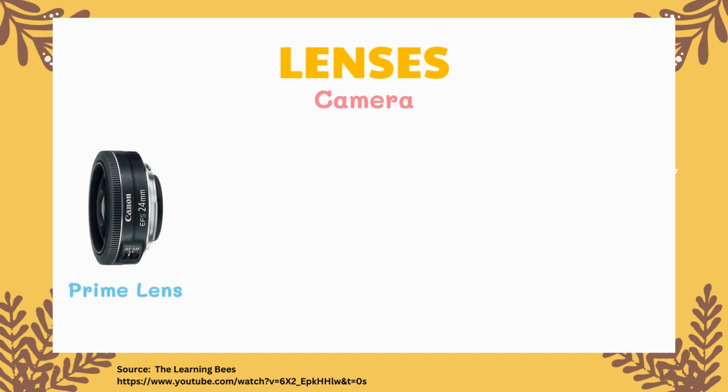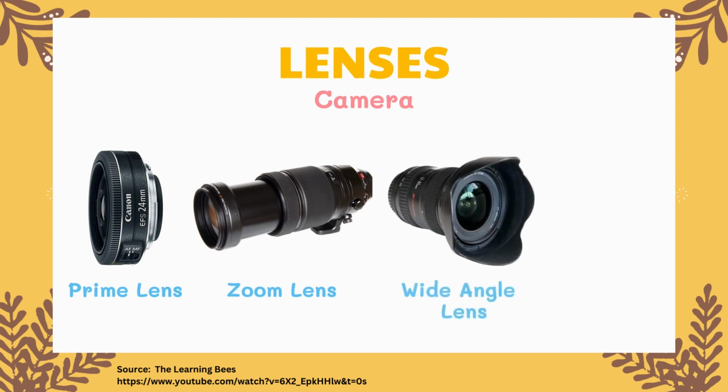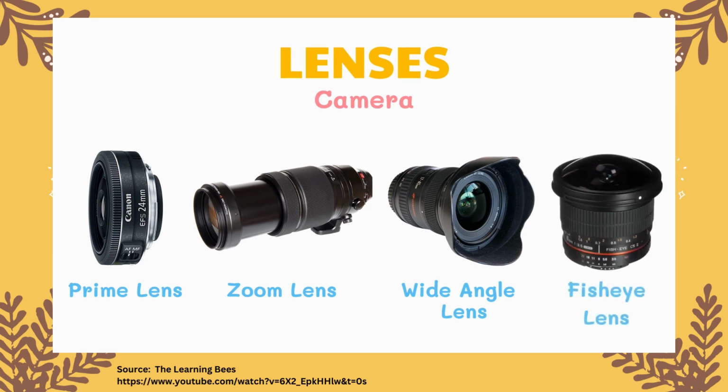A prime lens is a basic lens with a fixed focal length, and a zoom lens has a variable focal length, so you don't have to physically change your location to get something in focus. A wide-angle lens is a type of lens with a very small focal length that dramatically increases the field of view. And a fisheye lens is essentially an extreme version of a wide-angle lens.